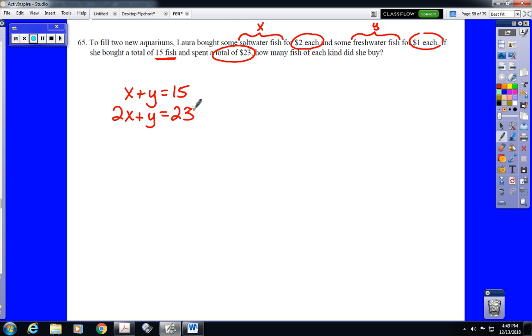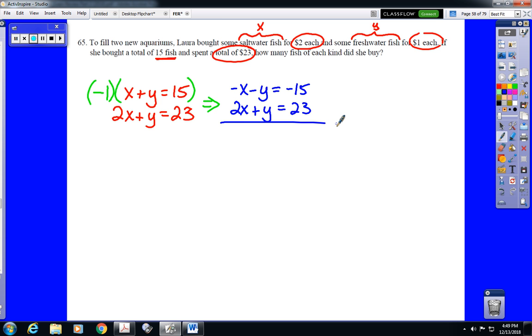Now if you notice, this is a lot easier problem than the last one, because we are already almost set up for elimination. We just need to multiply the first equation by -1. So that would give us negative x minus y equals -15 for the new first equation, and 2x plus y equals 23 for the second equation. We're going to add those together, which will cause the y to drop out, and give us x equals 8. So there's our first part of our answer. Now we just need y. Well, x plus y is 15. So I can plug that 8 in for x in the first equation and then subtract 8 from each side, which would give me y equals 7.